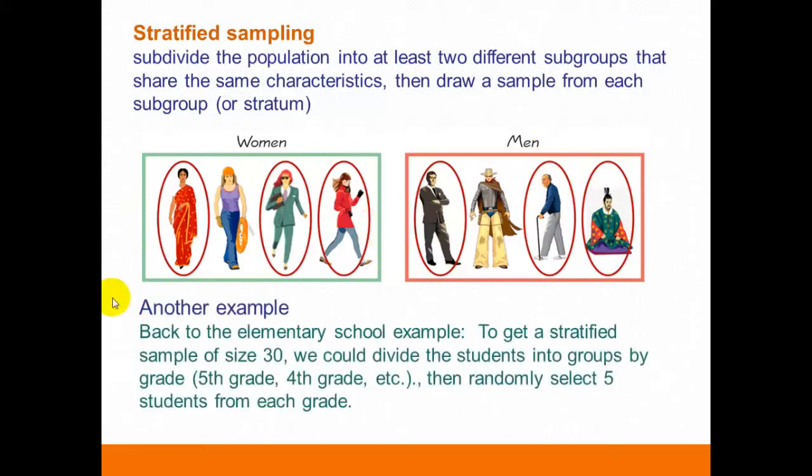Another example, if we go back to our elementary school, to get a stratified sample of size 30, we could divide the students into groups by grade, so 5th grade, 4th grade, and so on down to kindergarten, and then randomly select 5 students from each grade.